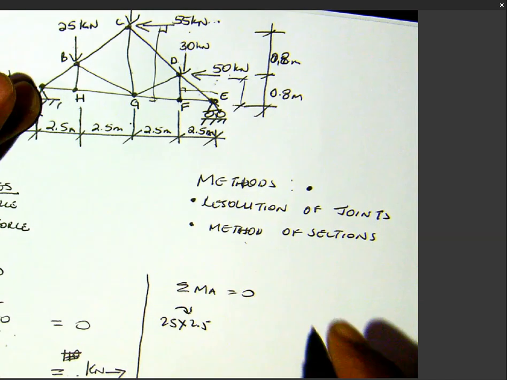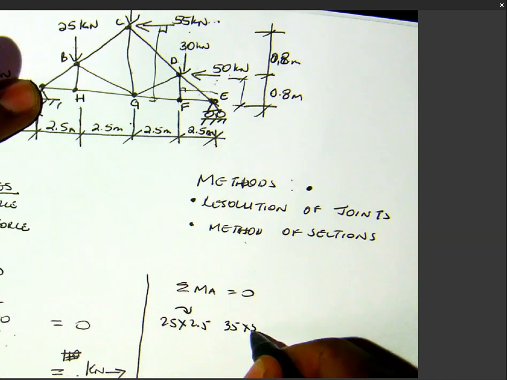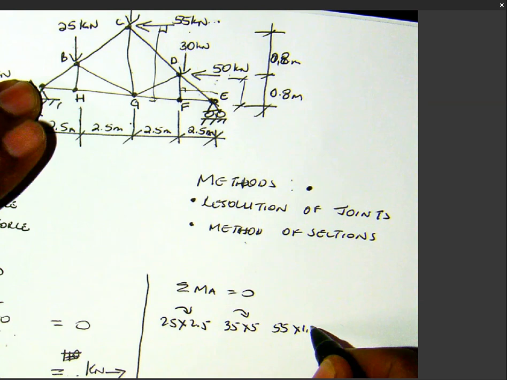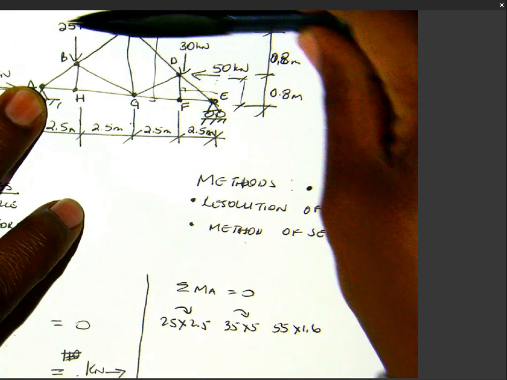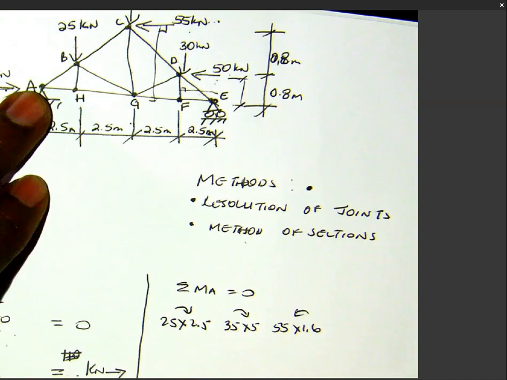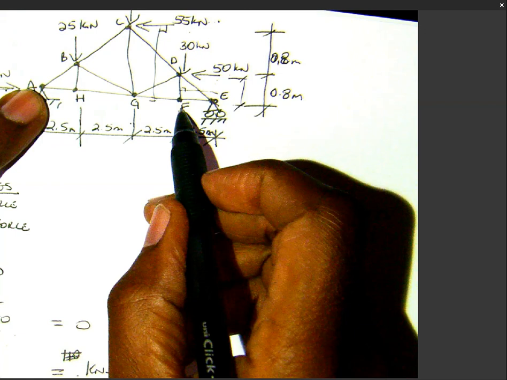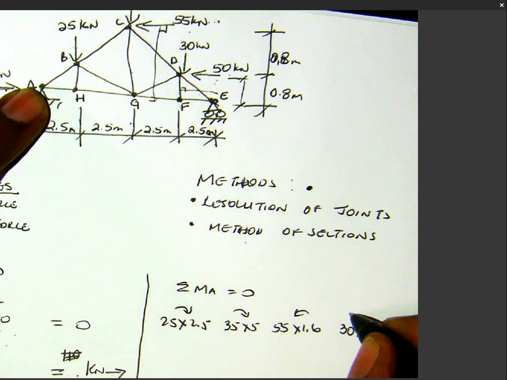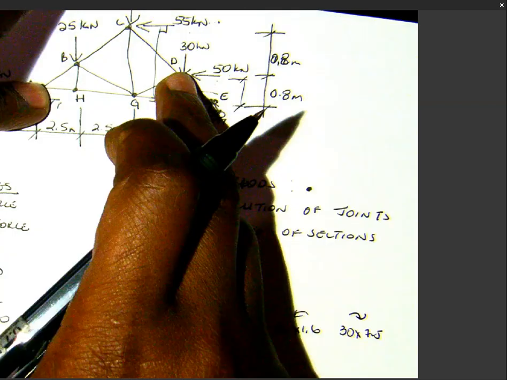Then I've got 35 times 5. It's rotating in the clockwise direction. Then I've got 55 times 1,6. Watch, the 55 is there, is pushed that direction. I'm taking moments about this. 55 is rotating point A in this direction. Then I've got 30 times the distance from 30 to there is 7,5, and it's rotating in the clockwise direction. Whereas 55 anti-clockwise. I hope you can see this, guys.